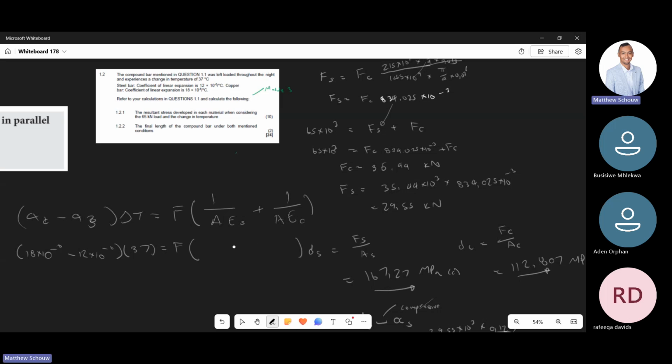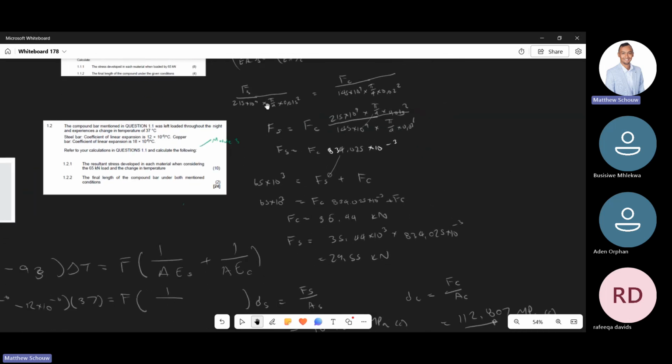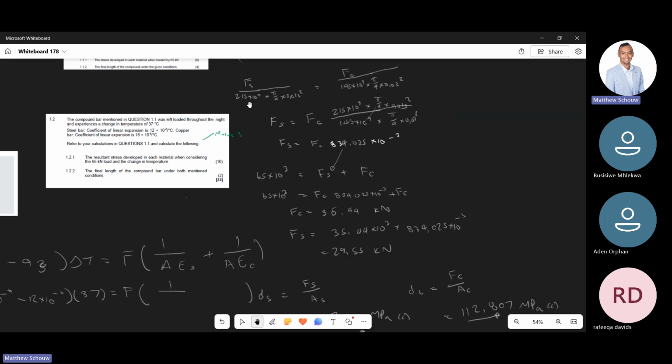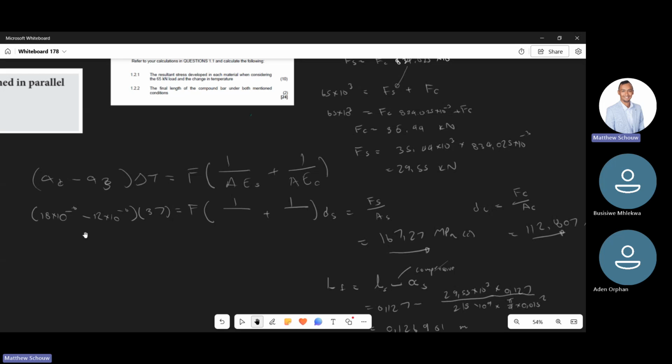Then obviously over here, we're going to need our AE for both. So look at your previous question as to what was the A and the E. If you recall, it was 215 for the steel, and then 145 for the copper. So what I want you to do now is calculate the left-hand side, and then you can do the right-hand side, and the only unknown will be F. So Busi, can we get the left-hand side?